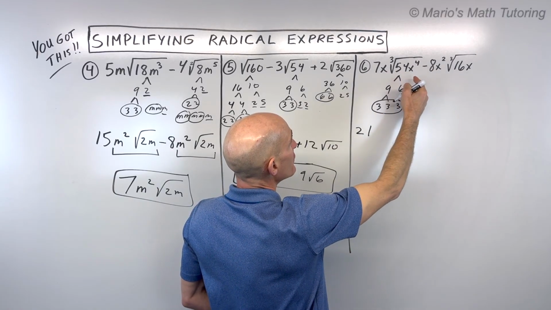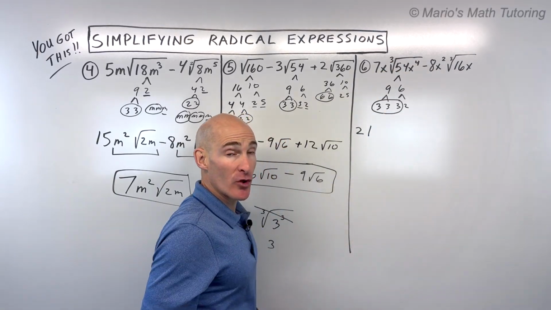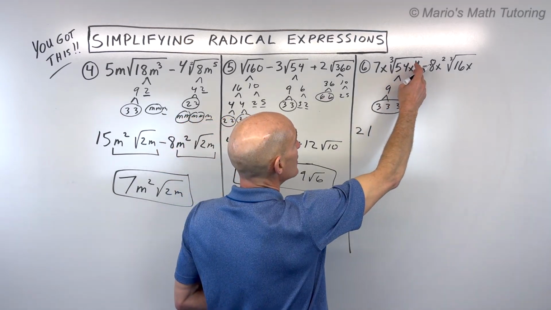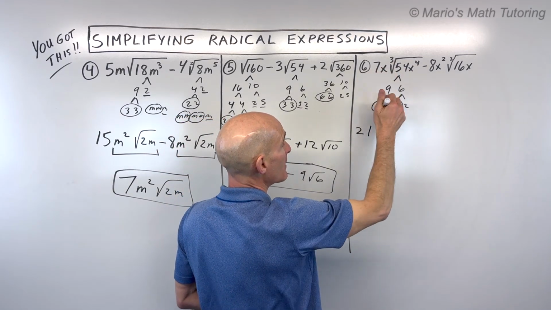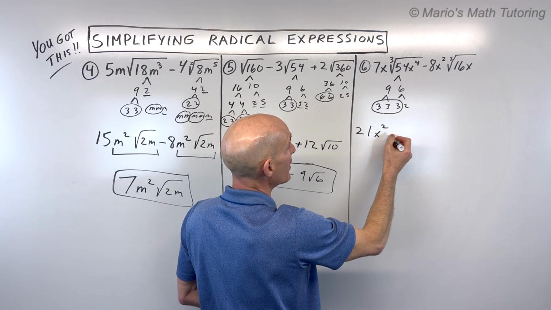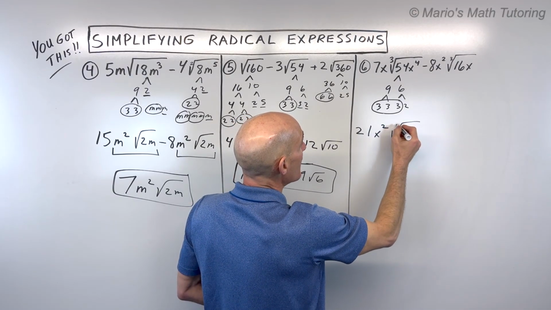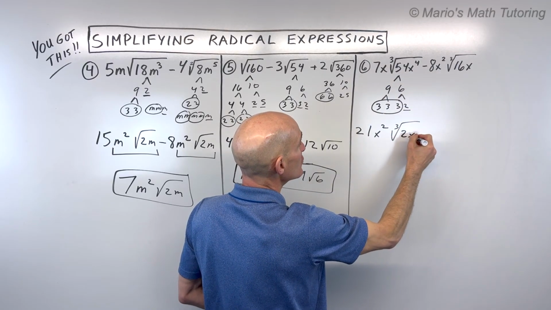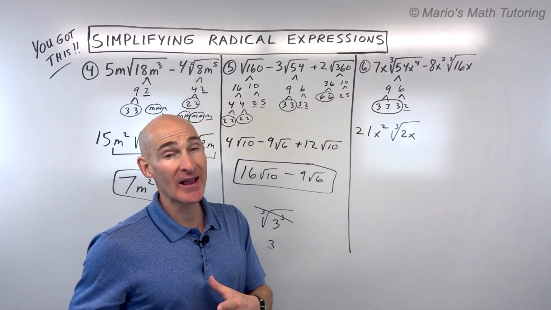Now, x to the 4th, that's like 4 x's multiplied together. You can see that there's one group of 3 there, so that x is going to come out in front. It's going to get multiplied by this x, giving us x squared. And then we're left with this 2 here and 1x here, so this is going to be the cube root of 2x. Now there's a lot going on there, right?